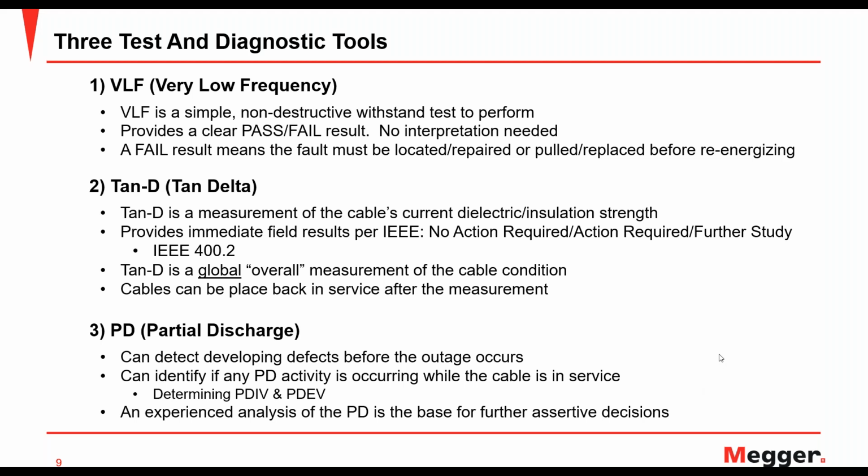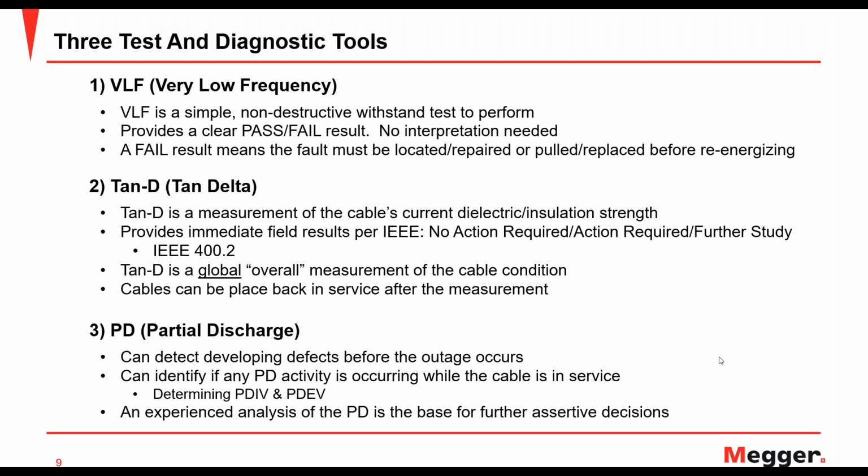Now, testing for partial discharge can also identify whether or not you have PD activity occurring while the cable's in service. The way you do this is by determining the PD-IV and the PD-EV, which are the partial discharge inception voltage and partial discharge extinction voltage, respectively. I'm not going to get into great detail, but if both of those values, the PD-IV and EV, are above your operating voltage, then you can have good peace of mind that you're not going to have partial discharge activity while the cable's in service. There's more than just the black and white case, but this is more or less the case.